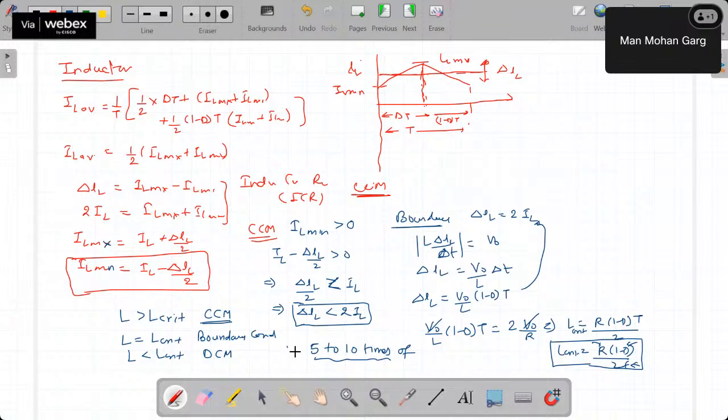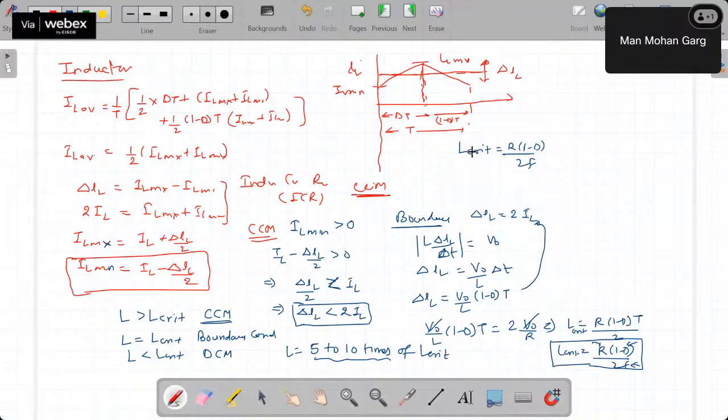This calculation gives us when R was 10 ohm, D was let's say 0.5, and the frequency was such that some fixed frequency F gives a value of 50 microhenry, and you have designed this inductor and put it into your circuit. Now the circuit is working well.